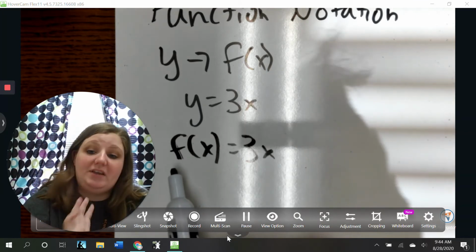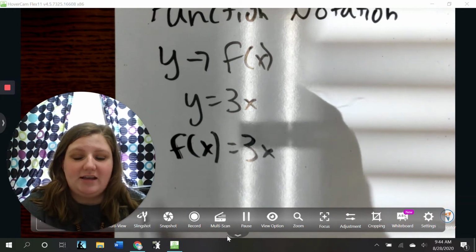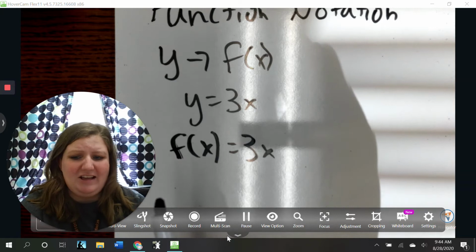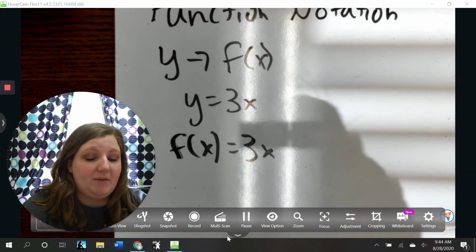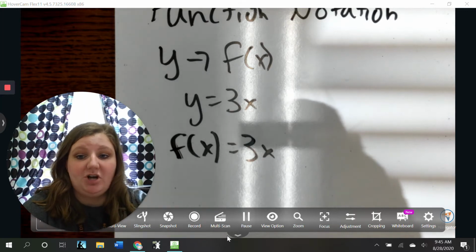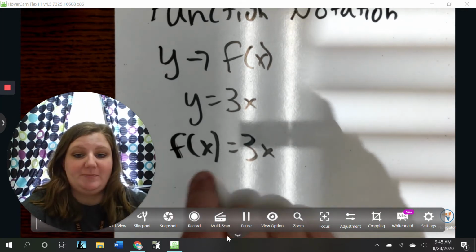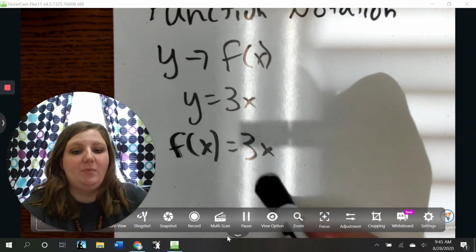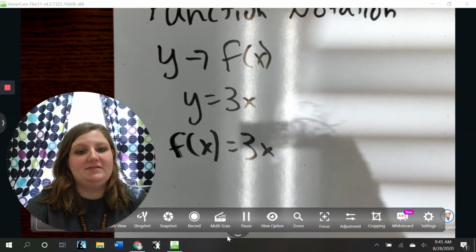And then we use the letter f most often. You can use other letters though. A lot of times we'll use f, g, j, h, k. Like all those letters in the middle of the alphabet we use a lot. But f is the most common for function. But we say it's a function with respect to x. That's just telling us that x is the variable. That's what we're plugging into our equation to try and solve. Okay, so that is function notation.